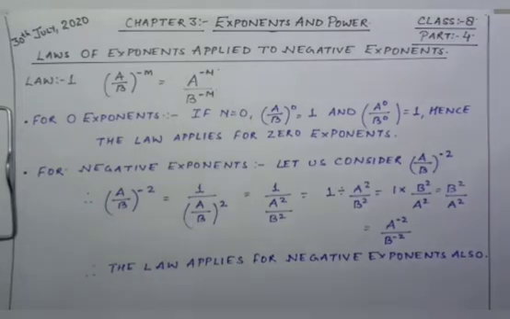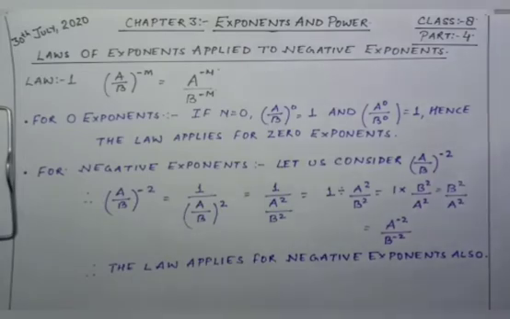Today we are going to start with the same chapter, that is exponents and powers. Last time I explained to you the rules of multiplication and division for positive exponents. Today I am going to explain that the rules of multiplication and division that apply to positive exponents also apply to negative exponents as well as to zero exponents. We can prove this by seeing the following examples.